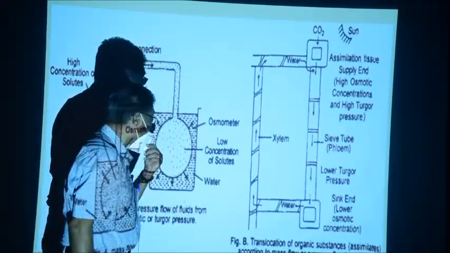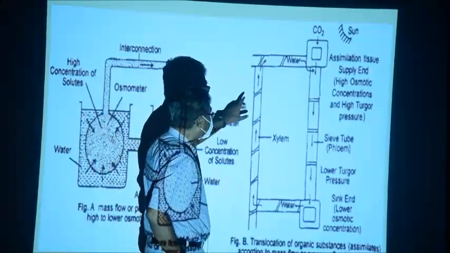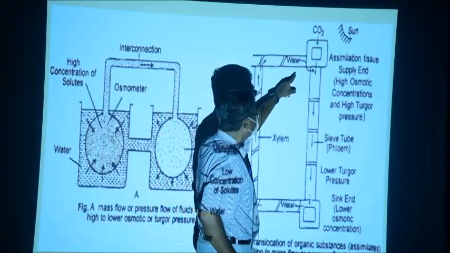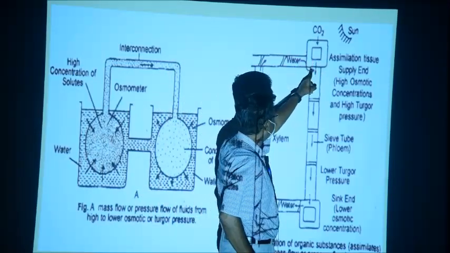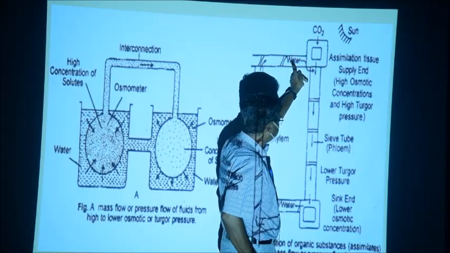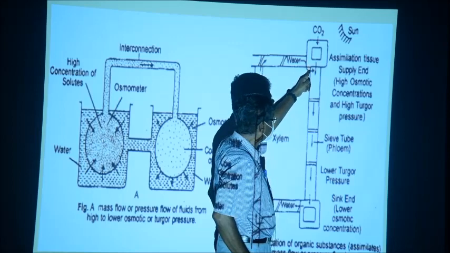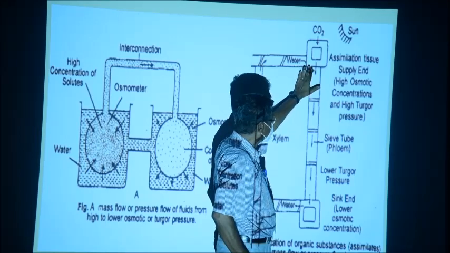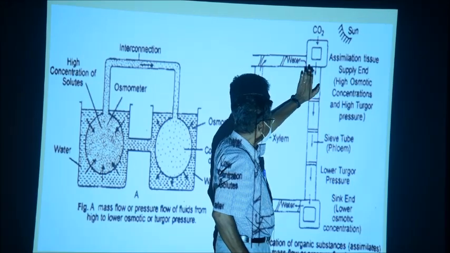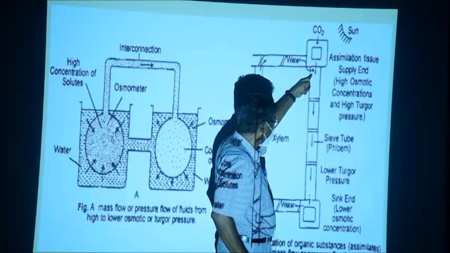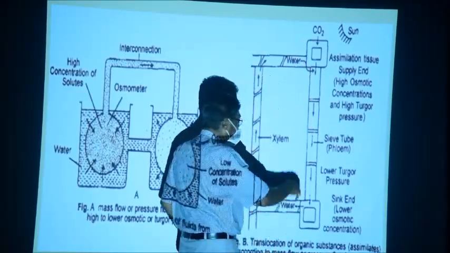It is the same diagram, now applied to the plant. This is carbon dioxide, this is the leaf. In the presence of sunlight, photosynthesis takes place. Now sugars are formed. This is the source or supply end, with high osmotic concentration and high turgor pressure because of the entry of water. Now through the sieve tubes, water moves.